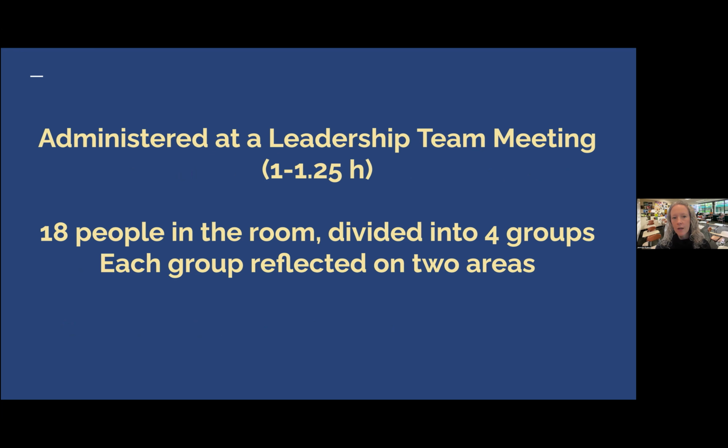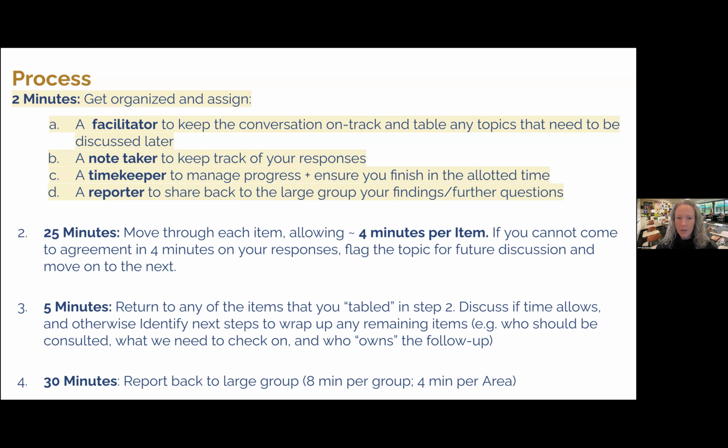So, as I mentioned, I administered it at one of our leadership team meetings. Those run about an hour to 1.25 hours. So, it's not a huge chunk of time, but it was enough when it was done in a strategic way. And I'll show you what that looked like. We had about 18 people in the room, and what I did is I divided them into 4 groups, and each group reflected on 2 of those 8 areas. So, we kind of divided and conquered. And this process came from the JSN. So I have slides at the end of the presentation that go into more depth for this.